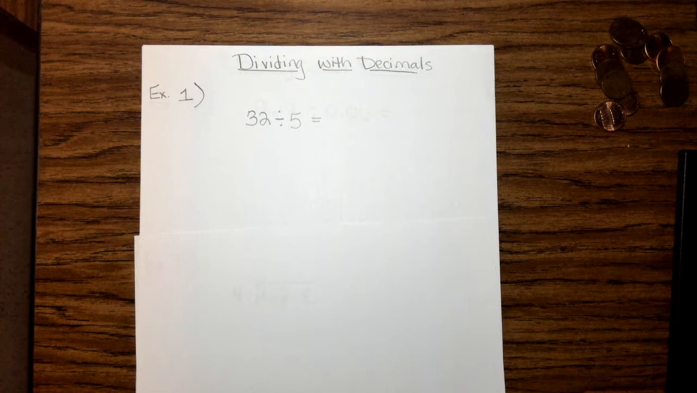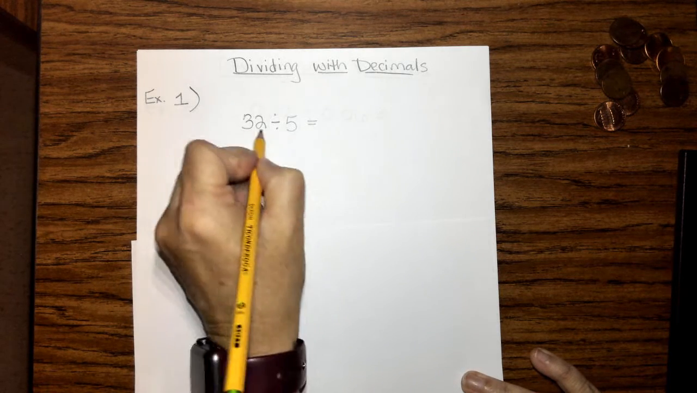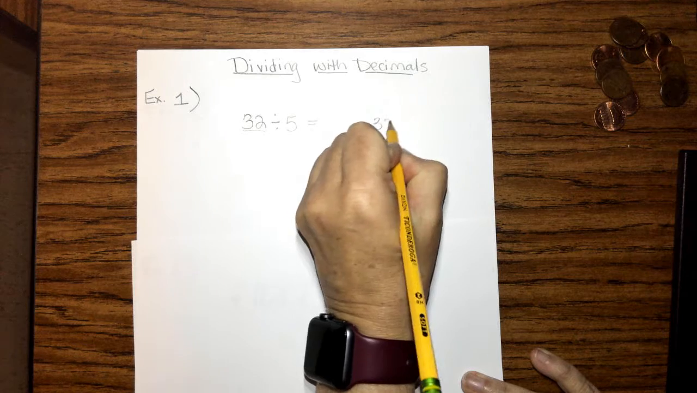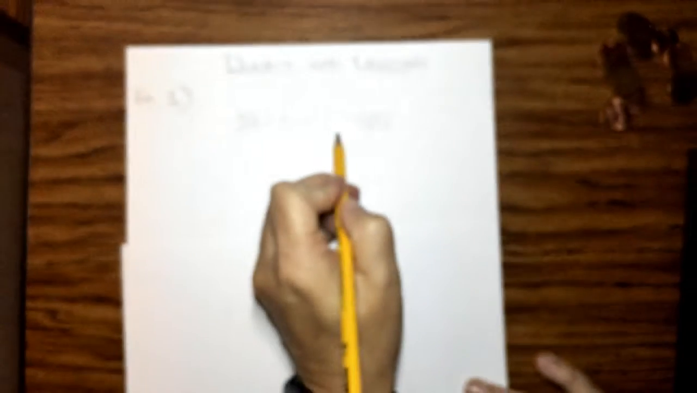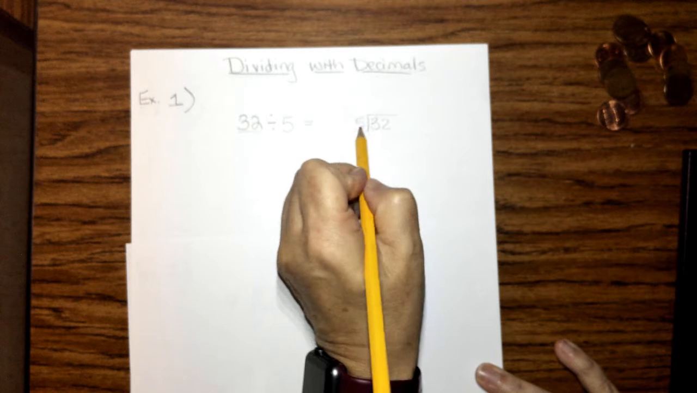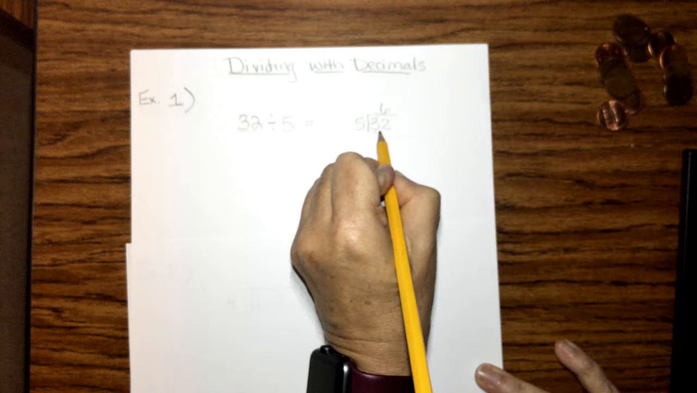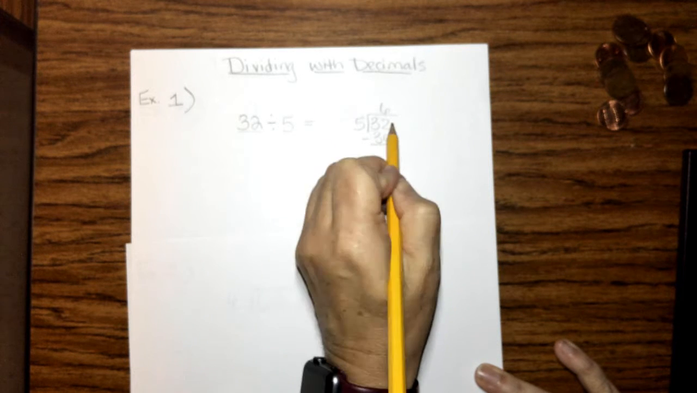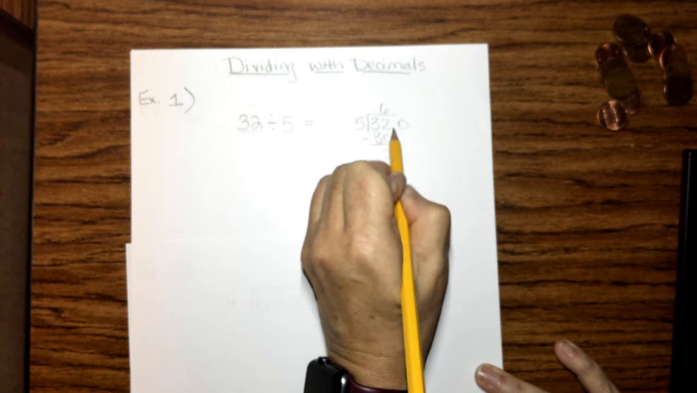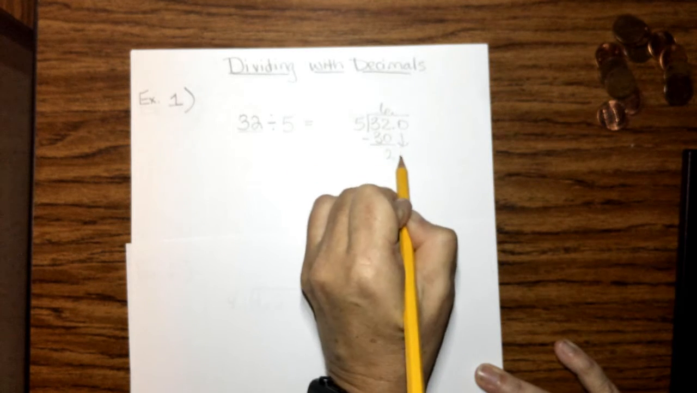So here's our first example, 32 divided by 5. So remember, put 32 in our box, and that's our dividend, and 5 is our divisor. So we continue to divide like we always have. 5 will not go into 3, but it will go into 32 6 times. Subtract, and remember, if you have a remainder, add a decimal and a 0. Okay, bring up that decimal, and then keep dividing.